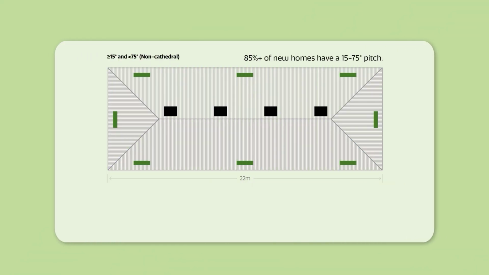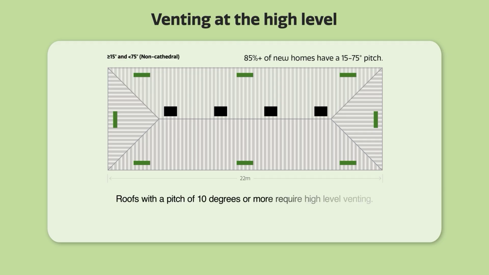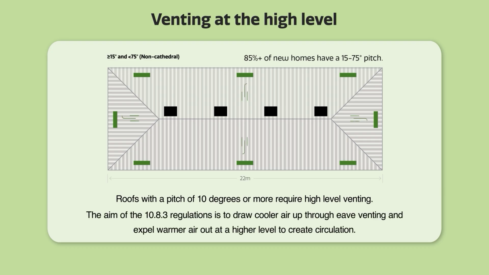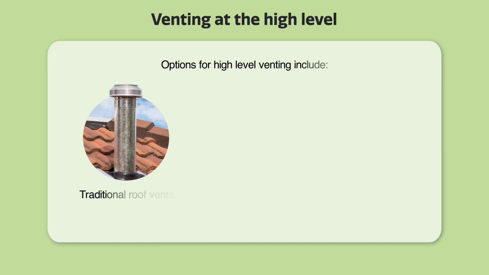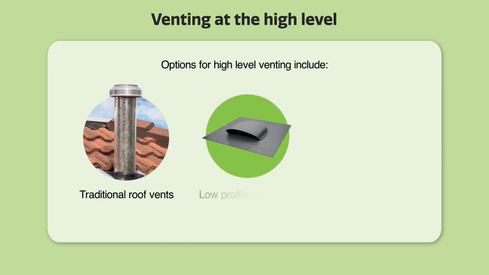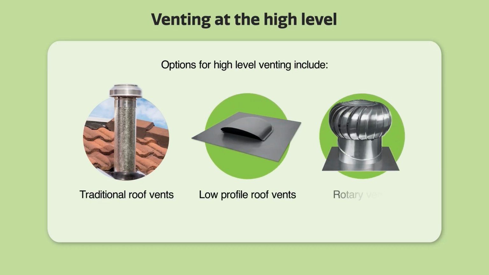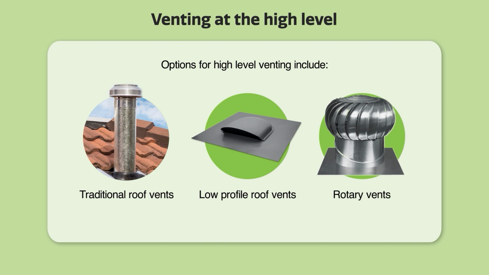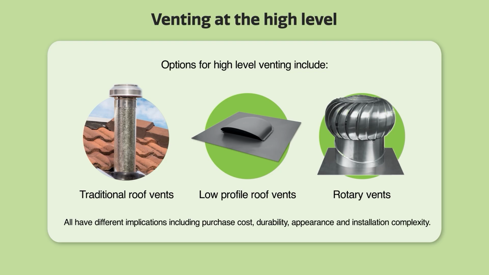Venting at the high level. Roofs with a pitch of 10 degrees or more require high level venting. The aim of the 10.8.3 regulations is to draw cooler air up through eave venting and expel warmer air out at a higher level to create circulation. Options for high-level venting include traditional roof vents, low-profile roof vents, rotary vents, and openings built into the ridge capping. All have different implications, including purchase cost, durability, appearance, and installation complexity.